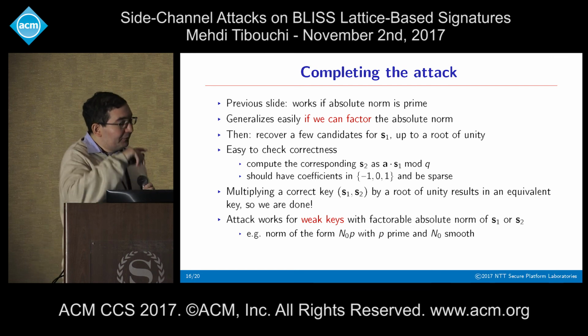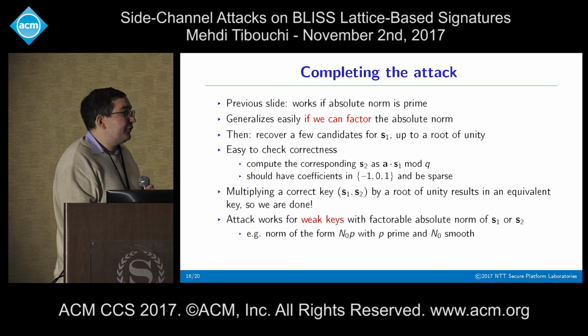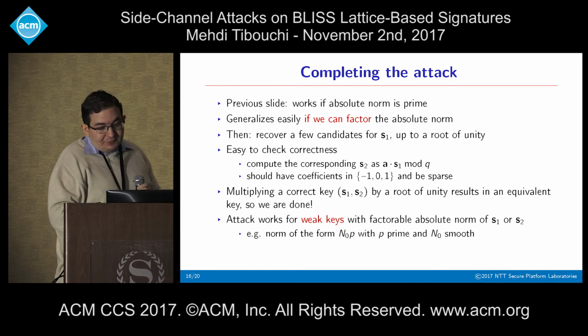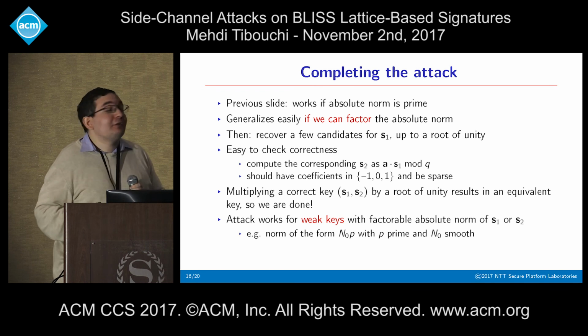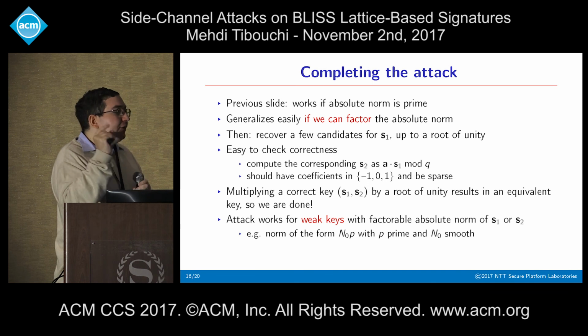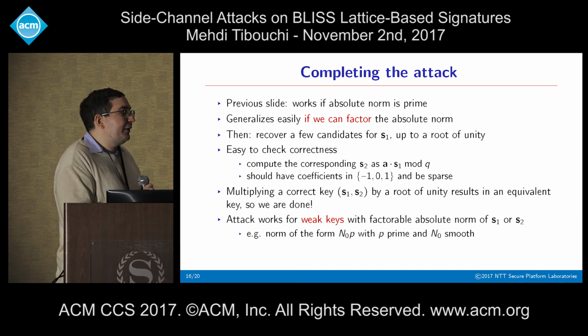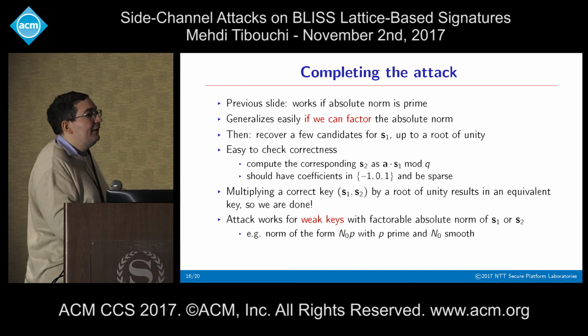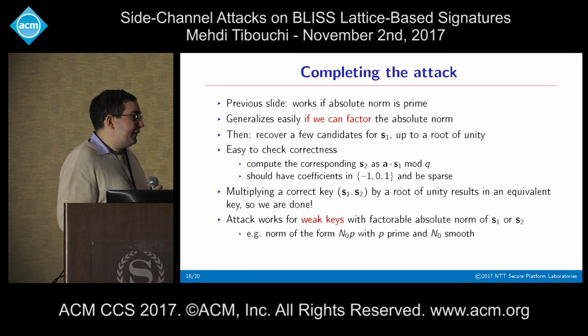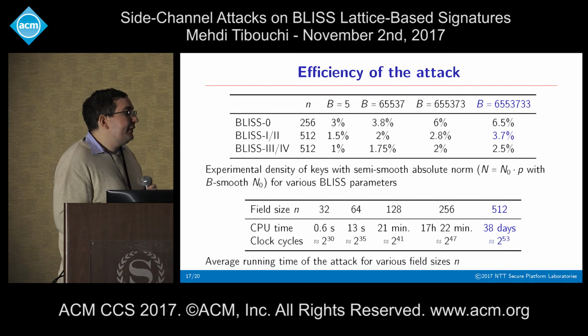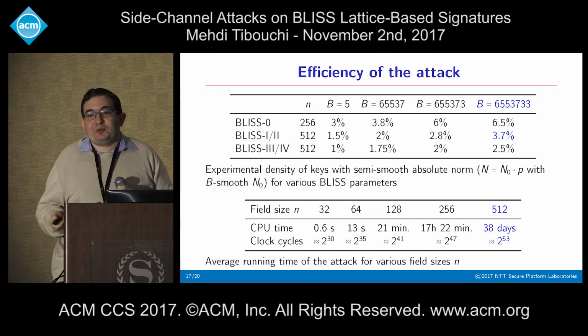So for typical BLISS parameters, for example, we easily find that about 3.7% of keys have an S1 which satisfies this condition, and you can apply it on S2 as well with the same probability. So a bit more than 7% of keys are easily recovered in that way. What takes a lot of time in the attack is this Gentry-Szydlo algorithm that I mentioned. But even on 512 bits, it takes about 38 CPU days, which is quite reasonable in practice.